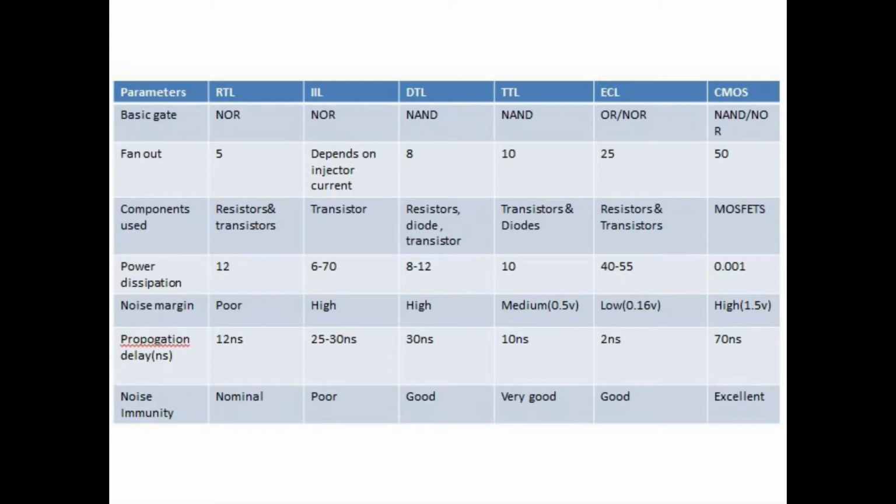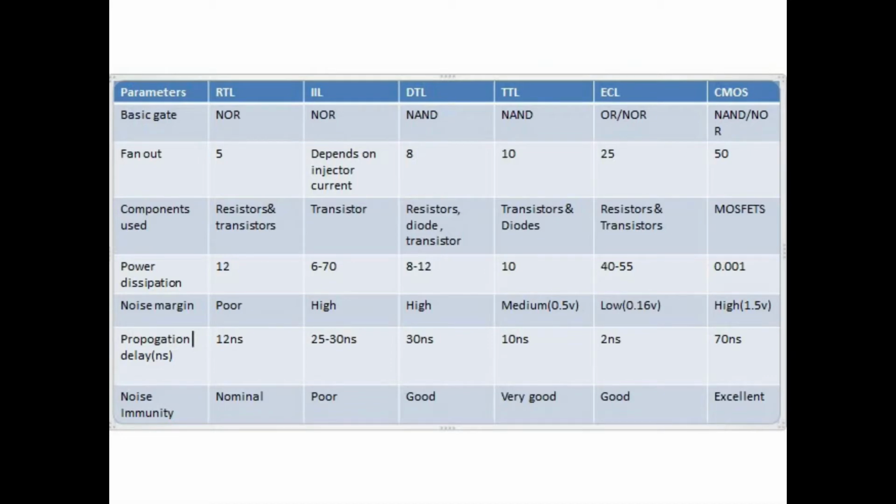RTL, IIL and DTL come under saturated bipolar logic families, and ECL and TTL come under unsaturated bipolar logic families, and CMOS comes under unipolar logic families. So let us have a look into the basic parameters in these logic families. The basic gate used in RTL and IIL is the NOR gate, and the basic gate used in DTL and TTL is the NAND gate. And for ECL it is the OR/NOR gate. And in the case of CMOS, the basic gate is the NOR or NAND gate.